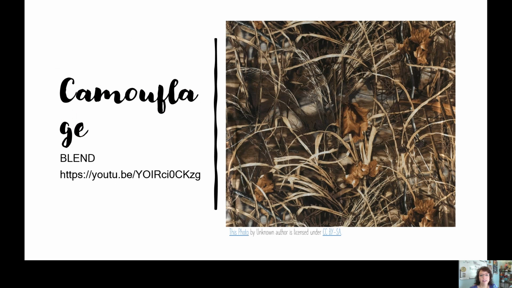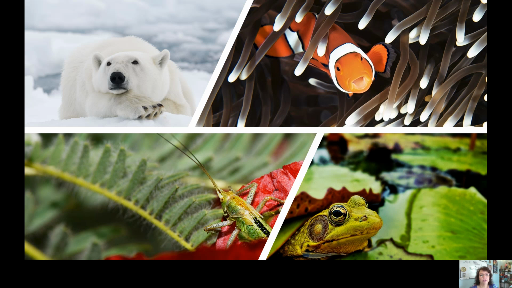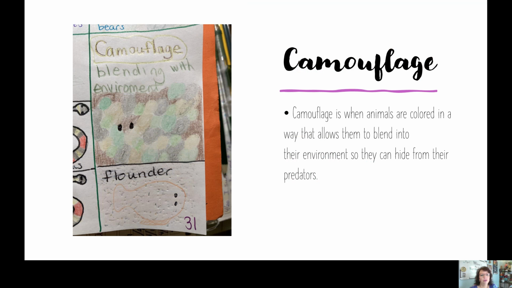Now the next instinct is camouflage. So here's your YouTube link. And camouflage, whew, that's important for a lot of animals. Polar bears are camoed. Clownfish are camoed. This little insect is camoed, and so is this frog. In my little book, I drew a camouflaged picture there. That's a little creature hiding. I also drew this flounder. Flounder looked like sand. Just had the little eyeball sticking up.